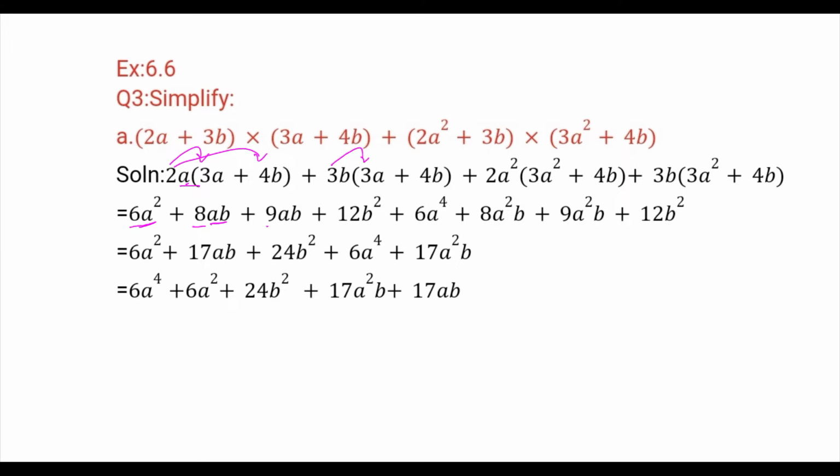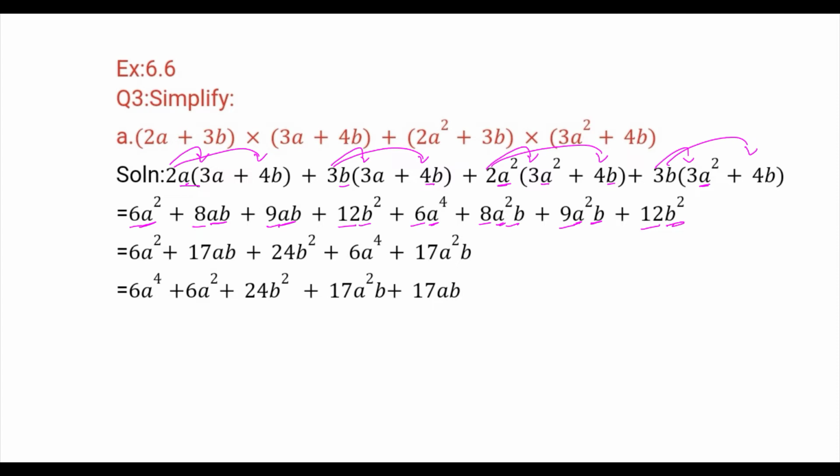Let's go to the next. 3 3s are 9. You can see we have ba here, but I'm going to write on a first. All right, the next 3 4s are 12, then b into b square. Next 2 3s are 6, then a square into a square, we'll have a to the power 4, and 2 4s are 8, and then we have a square b. All right, the last 3 3s are 9, then I'm gonna write once again a square first, and then keep b at the second, and 3 4s are 12, then b into b will have b square.